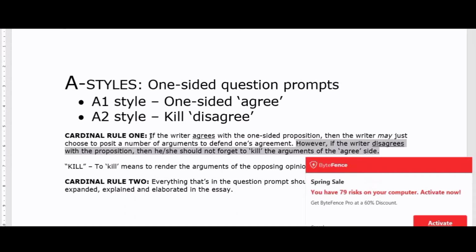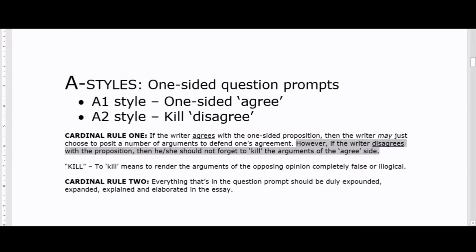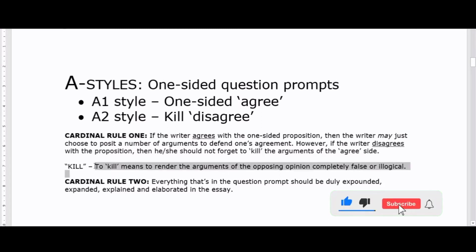That highlighted phrase is actually very important, because it explicitly reminds the writer that you'll have to first mention the arguments of the agree side, and then you have to proceed to kill these arguments afterwards. That was discussed in the earlier videos, in video 1 and video 2. Now the definition of the kill is to render the arguments of the opposing opinion completely false or illogical.